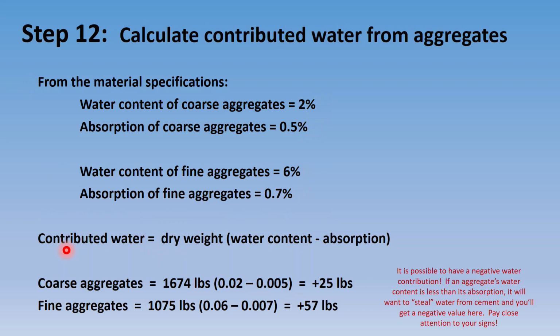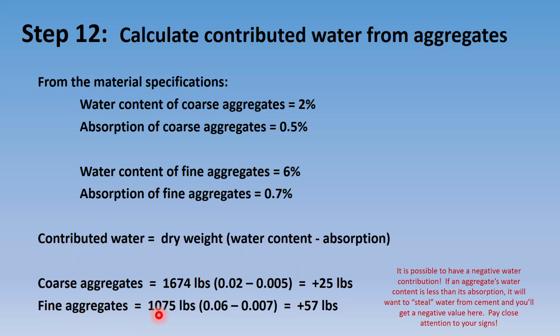And we can quantify that. The contributed water is equal to the dry weight times water content minus absorption. So we're going to calculate that for both. Coarse aggregates is equal to the dry weight, 1,674 pounds, times water content, 2%, minus absorption, 0.5%. Make sure you put those in number form, take them out of percentage form, and that'll tell us we're getting 25 pounds of water coming along for the ride that we don't really want.